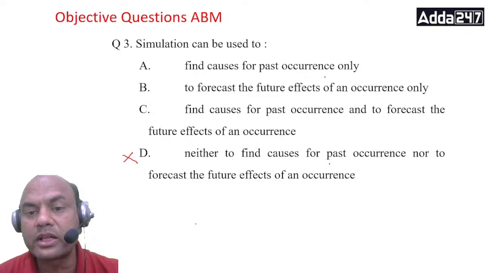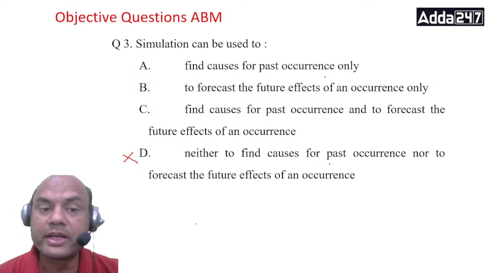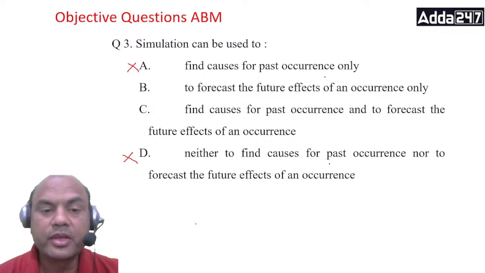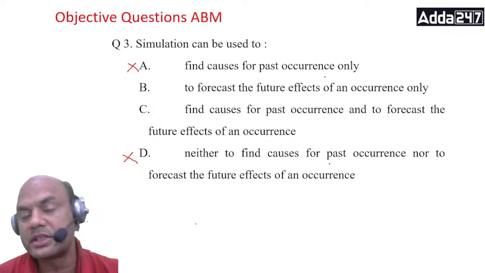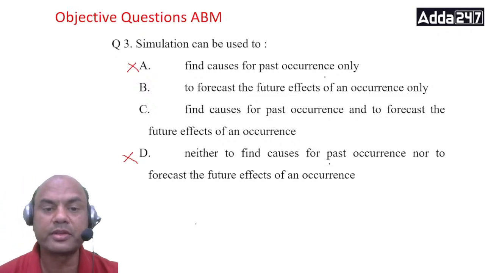Now you'll get confused over here whether to type A or B or C. Again you will get confused between B and C, because A, past occurrence only, is not the right answer. Now type in the comment section, let me see. Okay, let me see everyone.